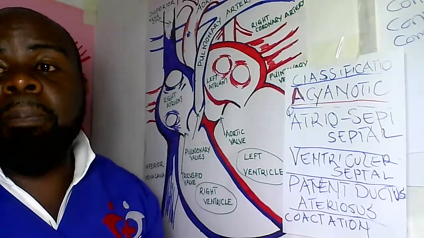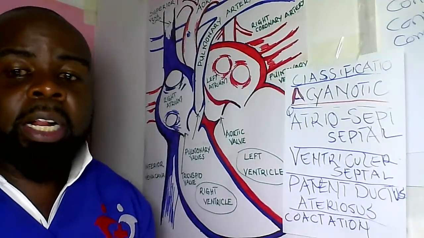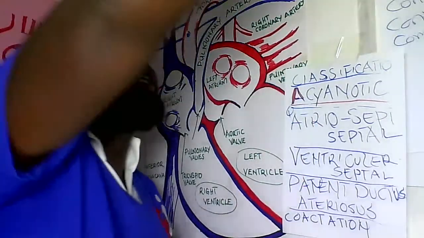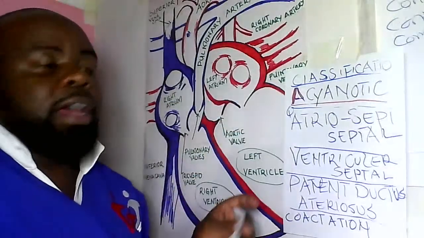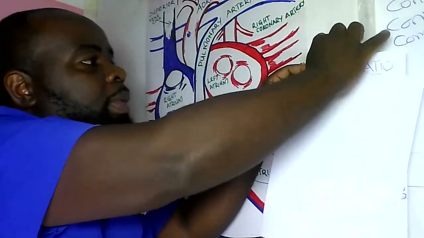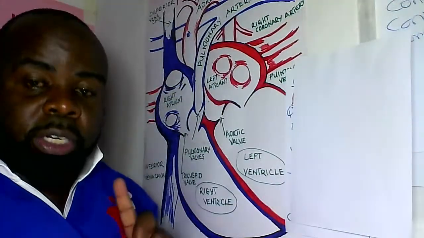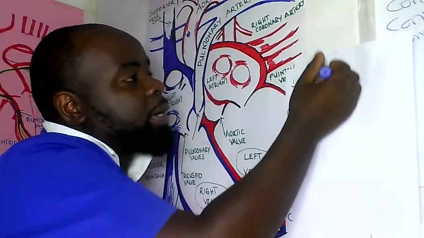Those are the problems. Now, we are still classifying them, and then we have those that are called cyanotic. So what are the cyanotic ones?